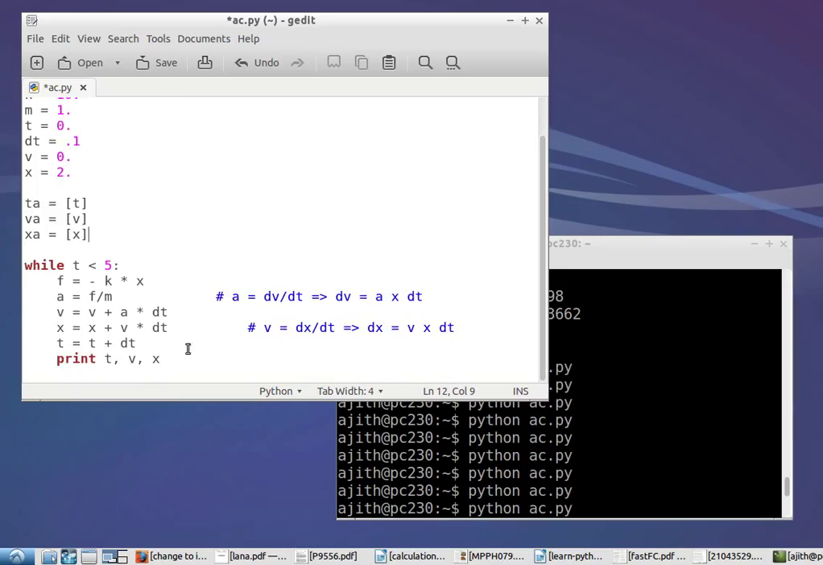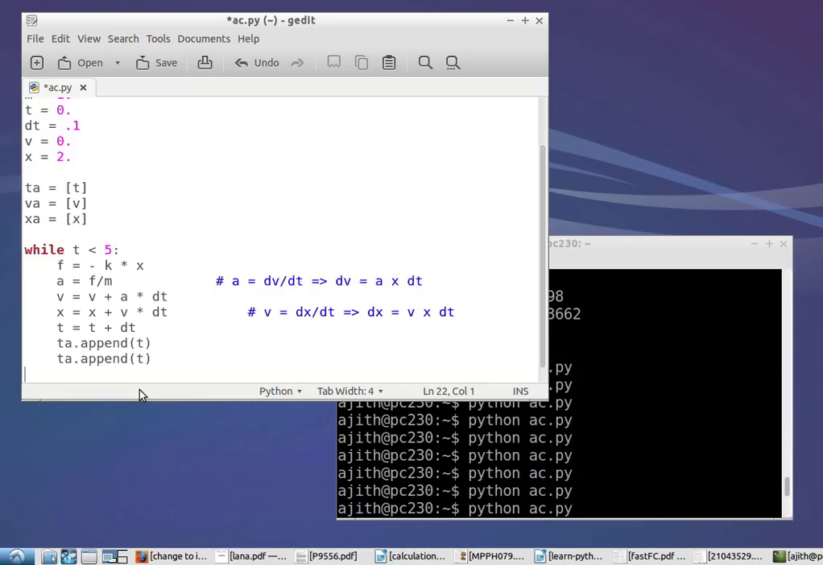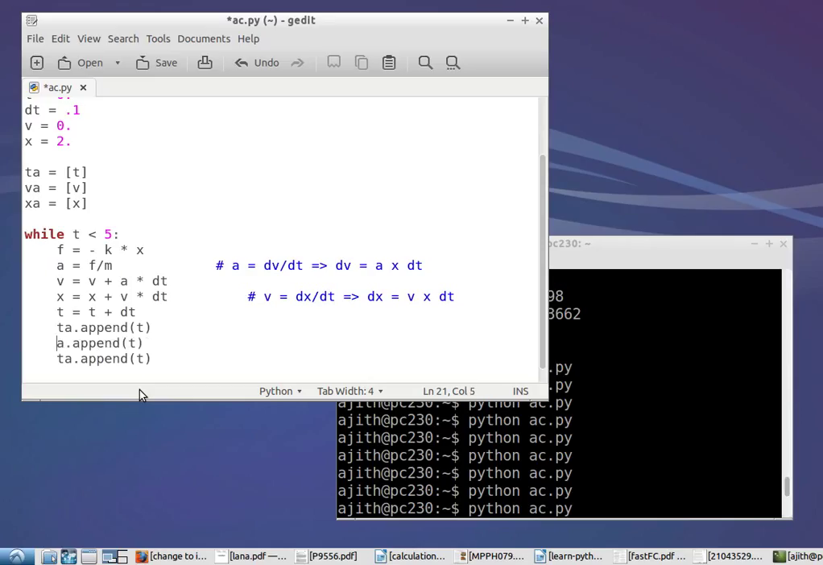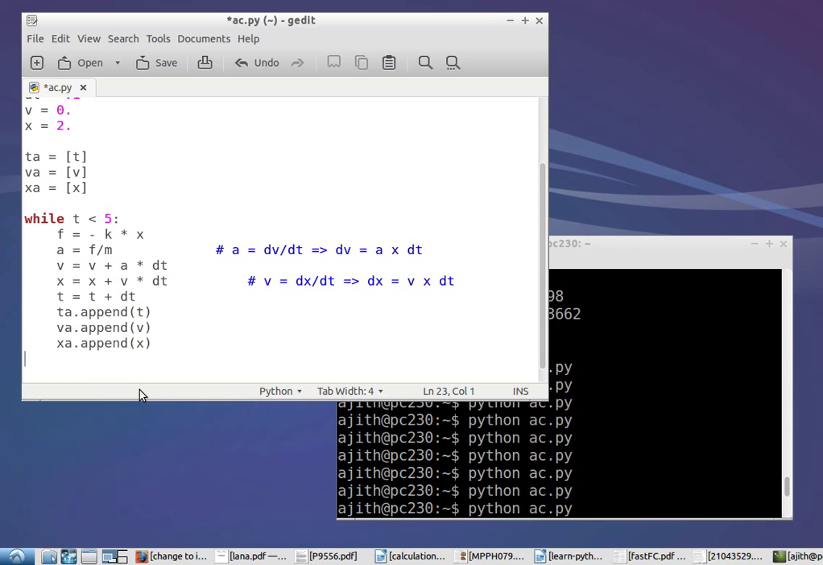And now inside this loop, instead of printing, what we should do is add these new elements to, say, the time array. We should append the new time. Similarly, to the velocity array we should append the newly calculated velocity, and to the position array the new position. So that means every dt we are calculating this new velocity, new position, and go in the loop.